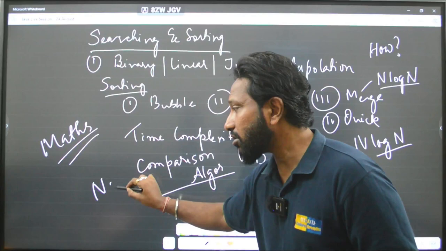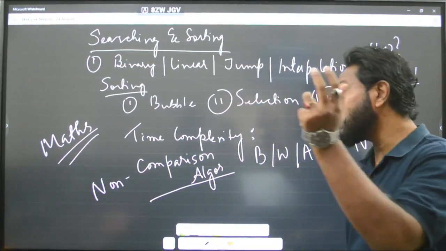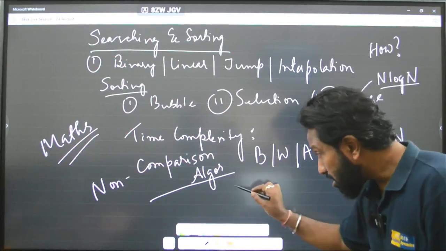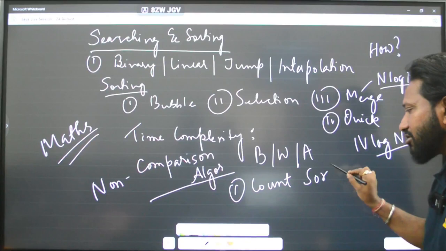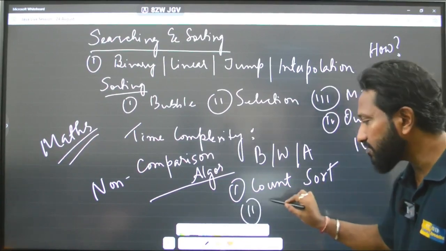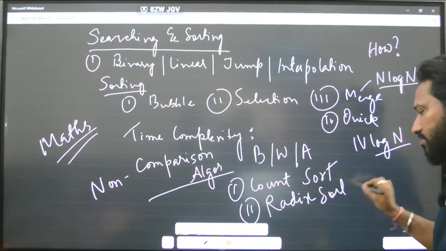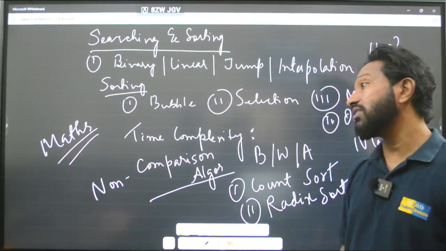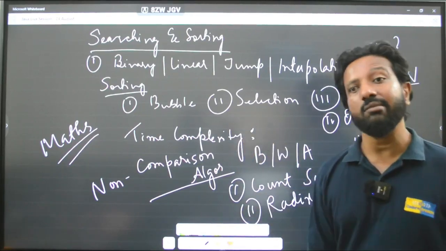Let's talk about non-comparison algorithms. The two very important algorithms that people don't learn: number one is count sort, or counting sort, and the second one is radix sort. These are the non-comparison algorithms, and for all of these, you have to learn the time complexities.